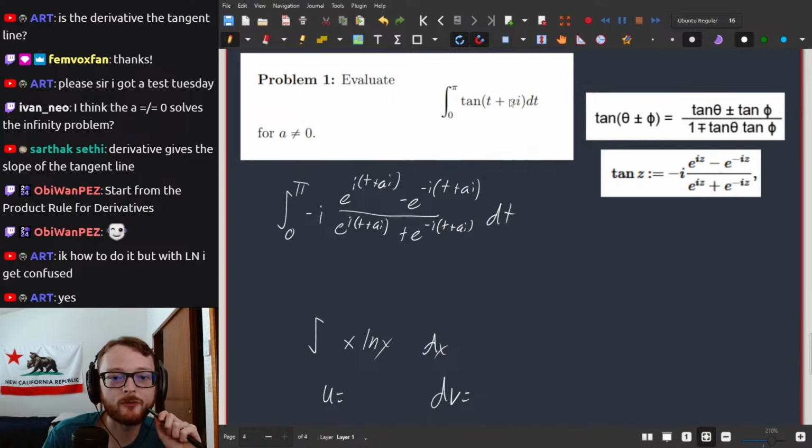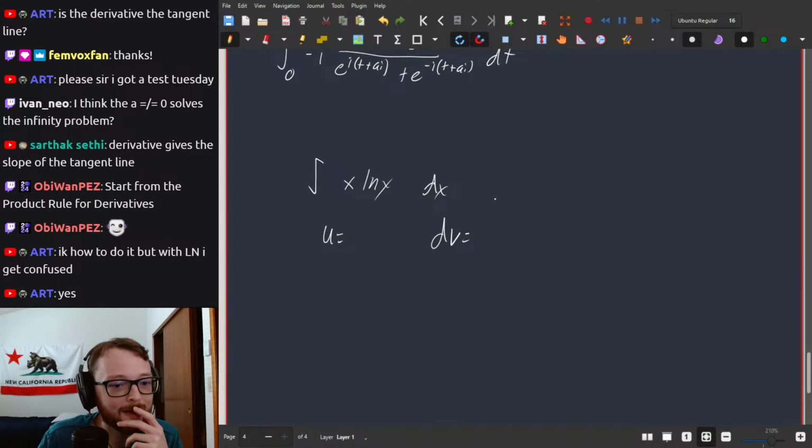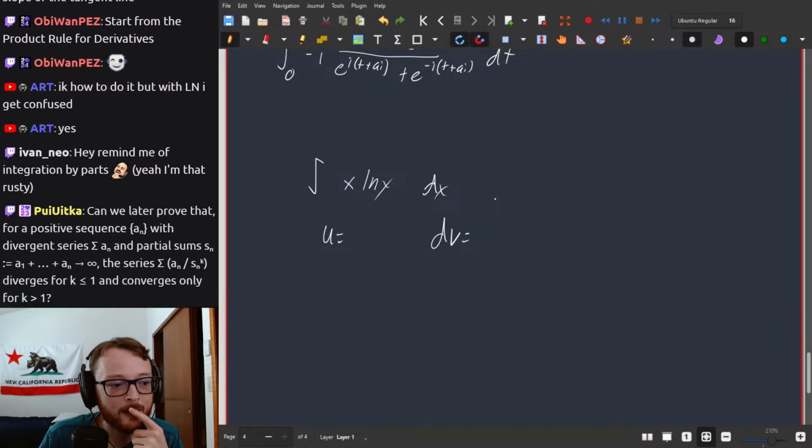I was thinking if t is like pi over 2 minus ai. I'm not sure. Yes. Okay. So I'll do this one. Maybe integration by parts. I'm not rusty.